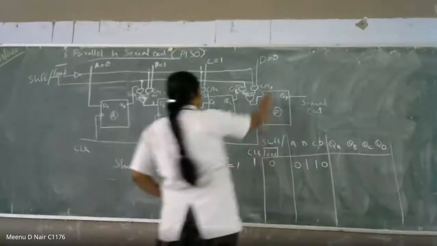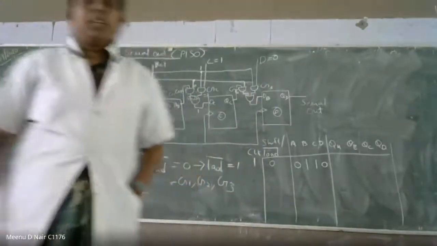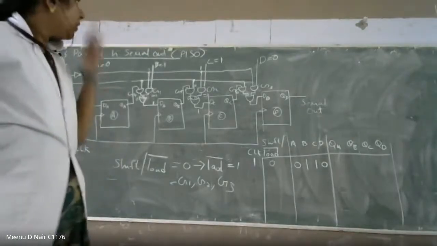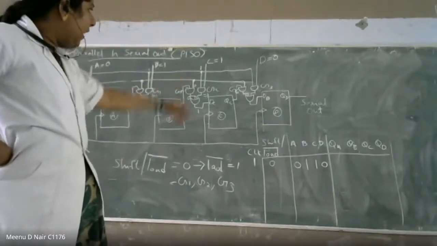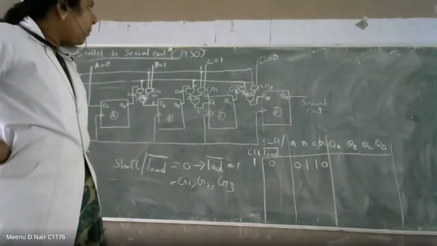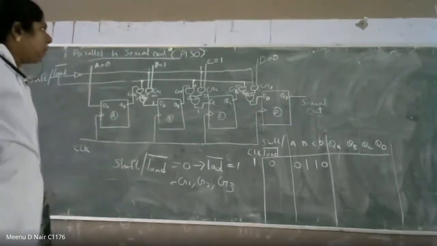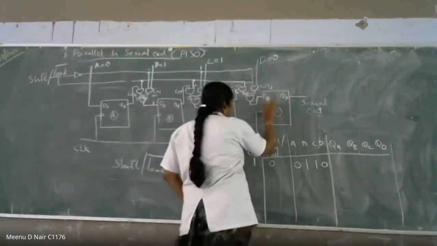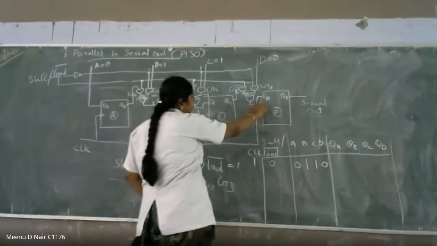Here D is equal to 0, right? Keep in mind, you tell me what is the input of D flip-flop. Because that D is not directly coming to the input of the D flip-flop. It is coming through so many AND gates and OR gates. So at this point, what is the input of the D flip-flop?